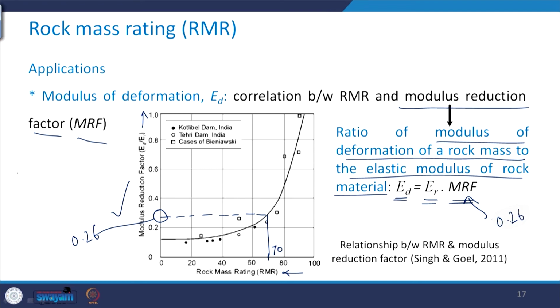Now say this ER value will be known to me. I can carry out the test in the lab, like let us say a UCS test, and from there I can find out the elastic modulus for the rock material. So once this is known to me, from the RMR I can find out the ratio ED upon ER and just substitute that ER and MRF in this expression, and you will be able to get the modulus of deformation.